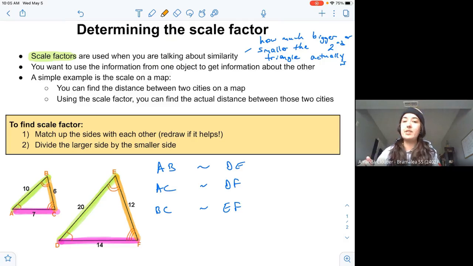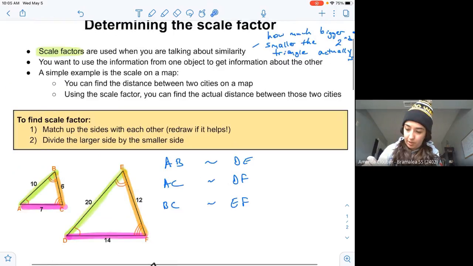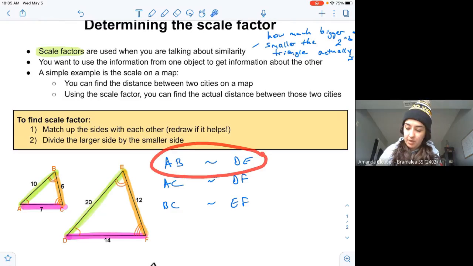Okay, so we have these things that are matched up. So now we can compare nice and easy. That is always the first step, to match up sides with one another. Our second step, we have to divide the larger side by the smaller side. So let's deal with our first example here, where AB matches with DE.